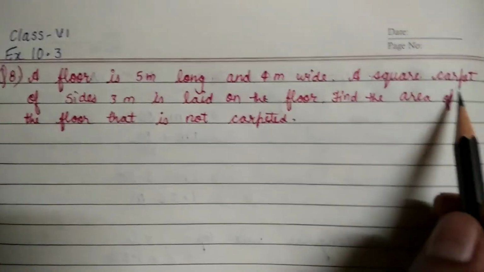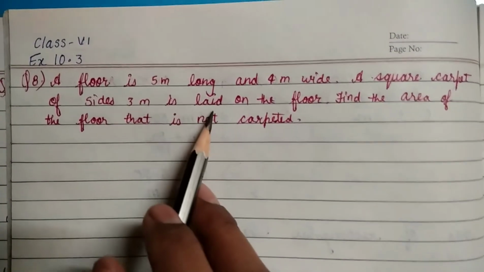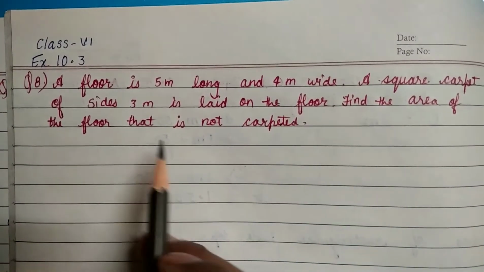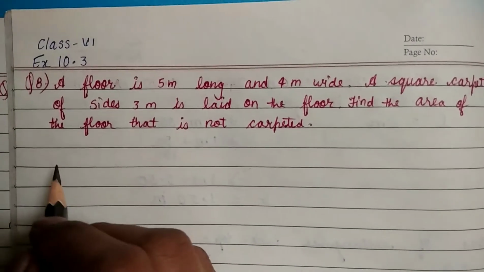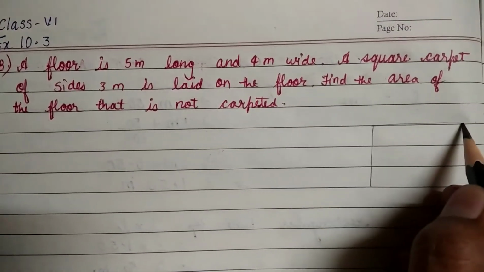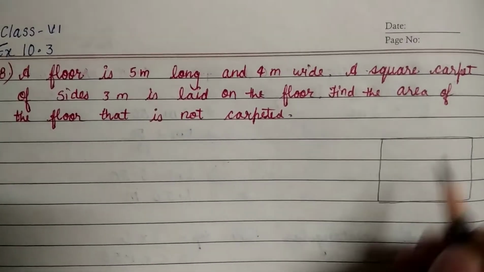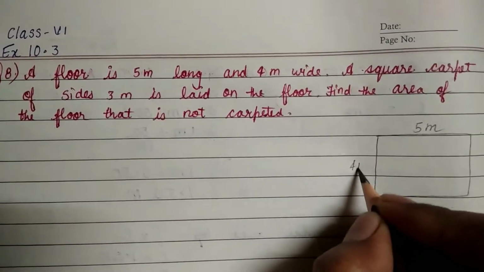A square carpet of sides 3 meter is laid on the floor. Find the area of the floor that is not carpeted. So firstly you have to see in the figure what the question is telling us. The question is telling us you have a floor whose length is 5 meter and the breadth is 4 meter.